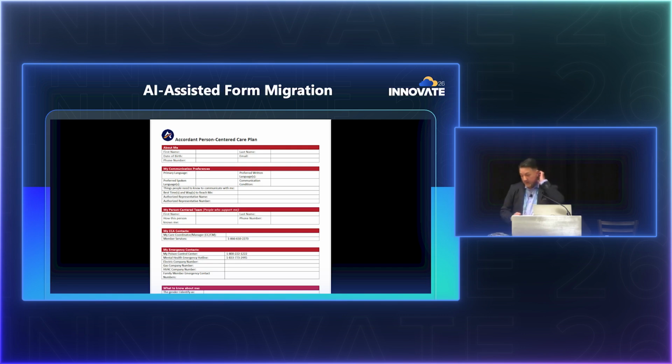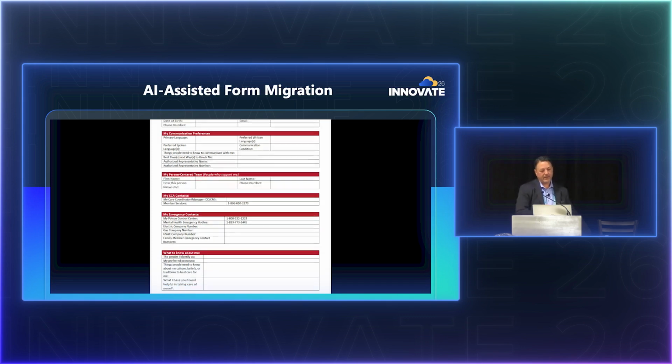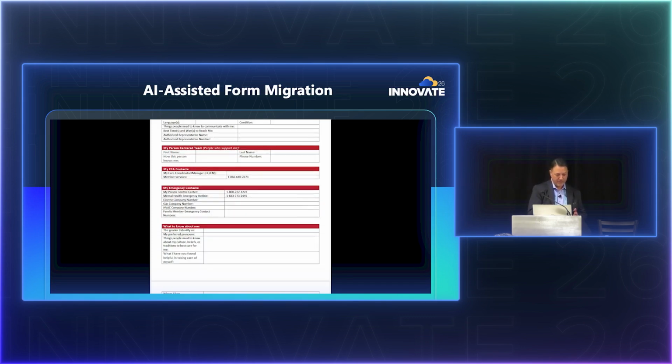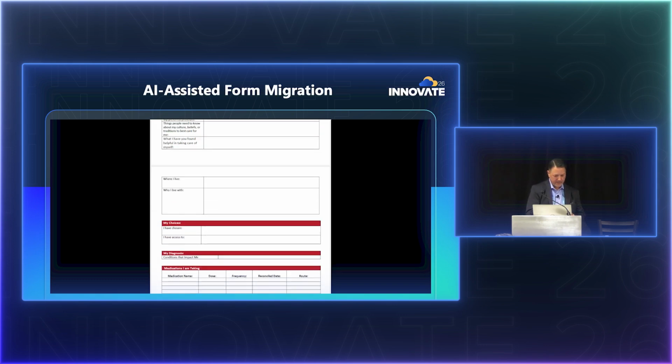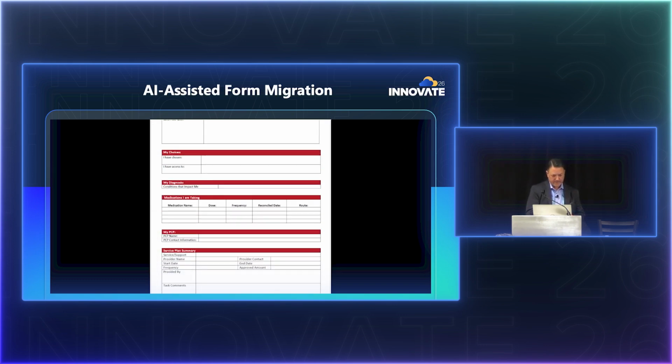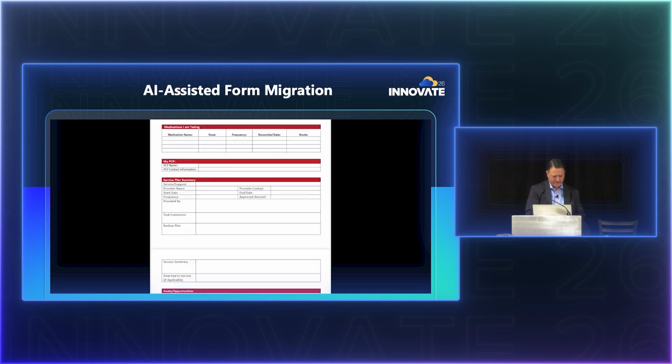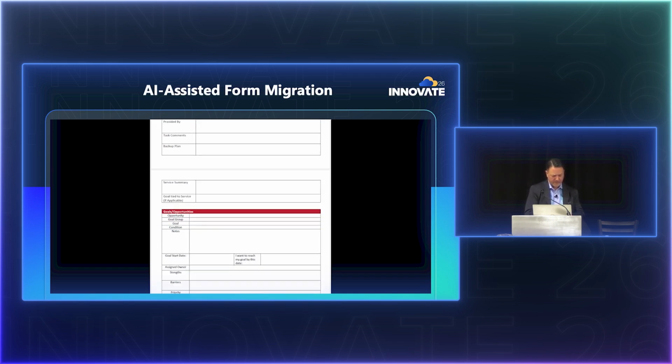Okay, now, what you see on the screen, we had to change the logo because I didn't want you to know which of our customers provided this sample. This is the actual PDF form that we fed into SmartIQ to do the AI-assisted form migration. I'm going to let this play out. And you're going to see, she's scrolling through the form. Looking for Sally.